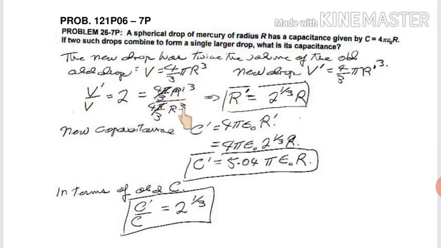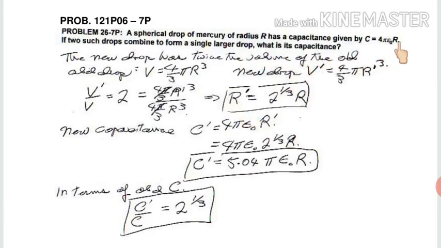Now if we want to write it in terms of r dash, r dash cube is equal to 2r cube. Now to remove this cube, the cube root will come here. So this 2 will become 2 to the power 1 upon 3, and r cube will become r. So this is the new radius of the larger drop, r dash. So we have calculated r dash, and what they want us to calculate is the capacitance.